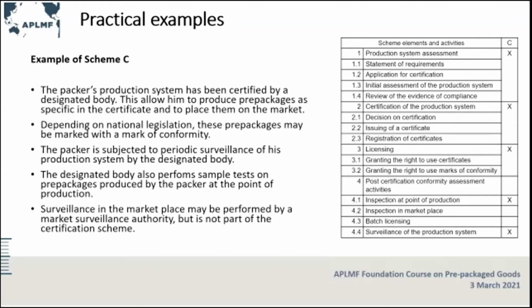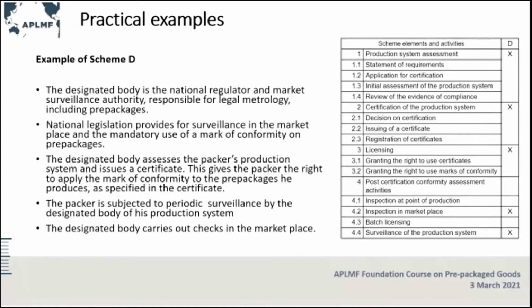And then the surveillance in the marketplace is also performed by a market surveillance authority, but it is not part of the scheme. So it is different from the certificate system, but the government or the market surveillance authority can also perform checks to make sure that the prepackaged products distributed and placed on the market still meet the requirement. So these are the post activities in the assessment by the government. The first one is taking the sample test at the point of production, and the second option is doing the market surveillance in the market just to make sure that everything still meets the requirement. So this is scheme C, and scheme D is similar to scheme C.